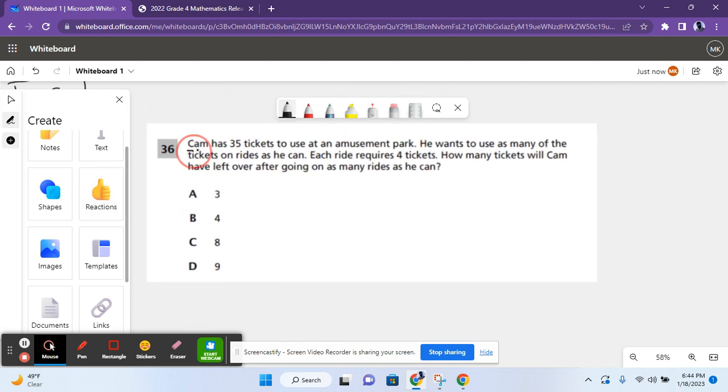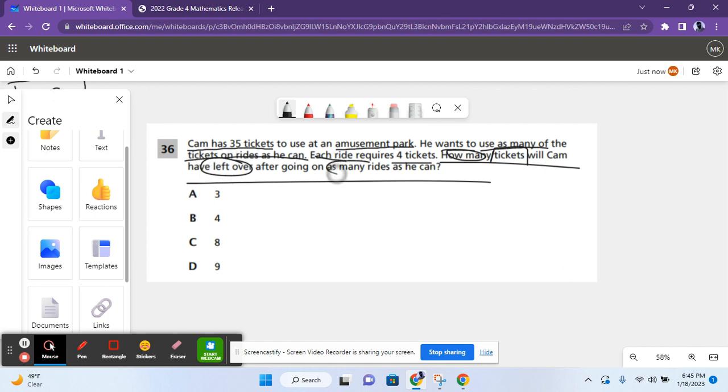Number 36 says, Cam has 35 tickets to use at an amusement park. He wants to use as many of the tickets on rides as he can. Each ride requires 4 tickets. How many tickets will Cam have left over going on as many rides as he can?